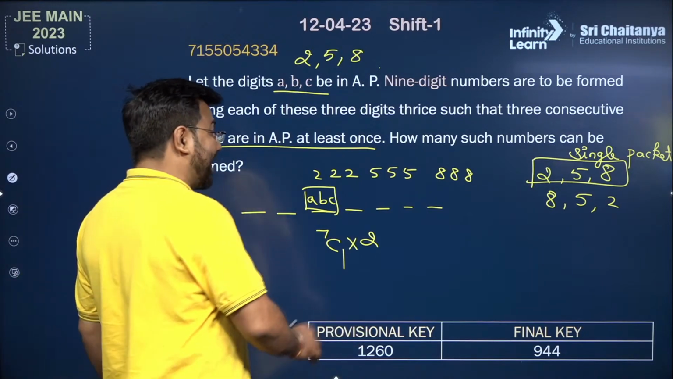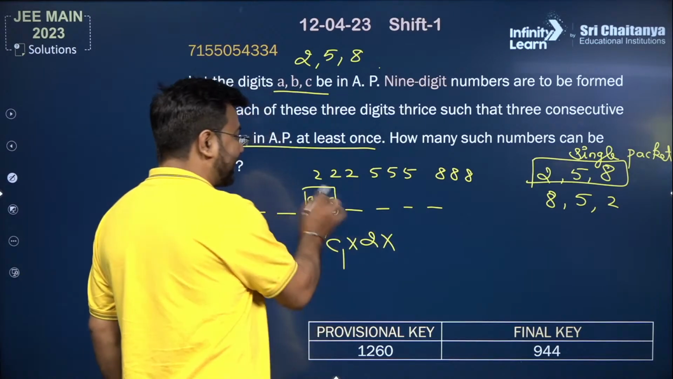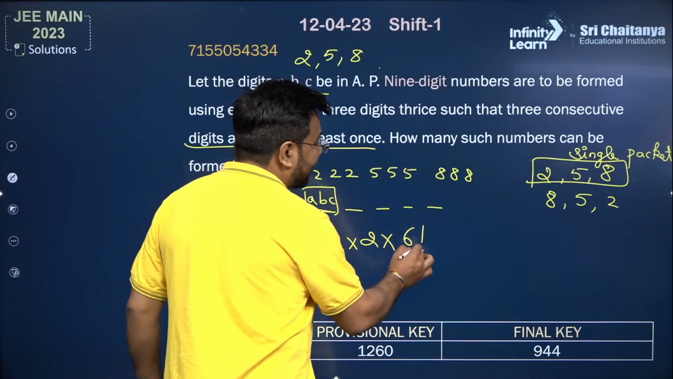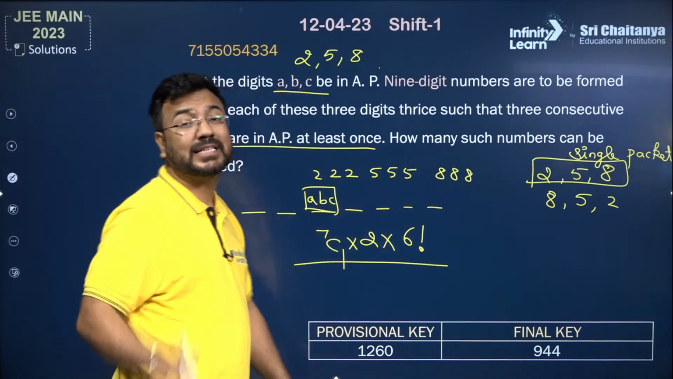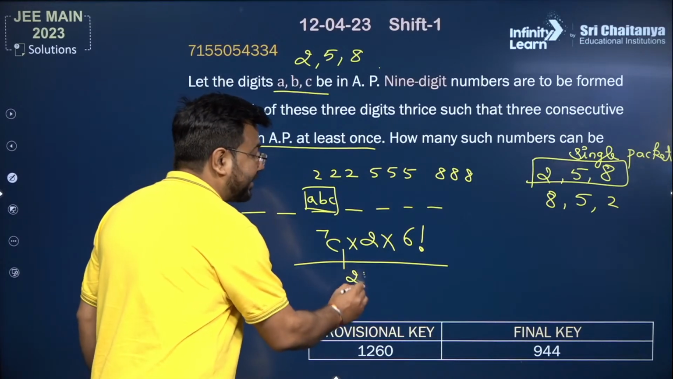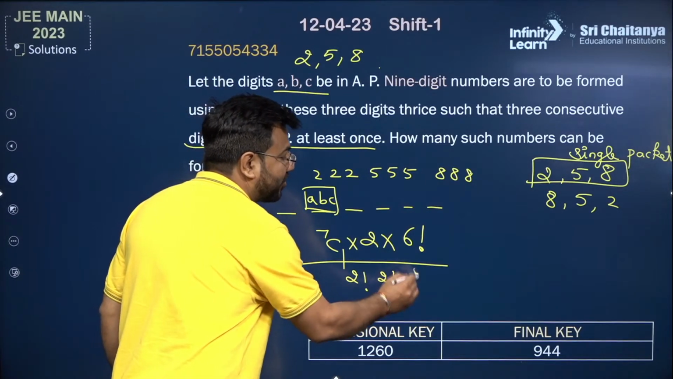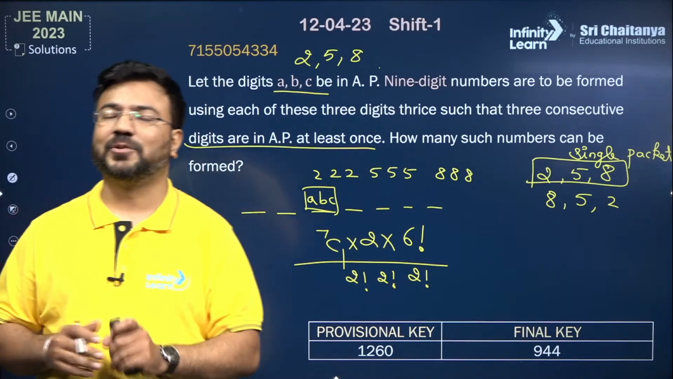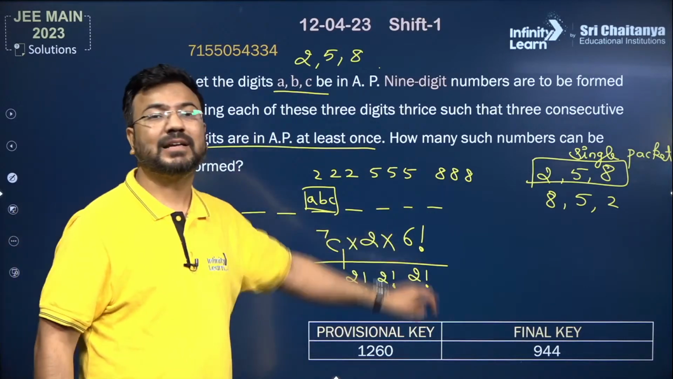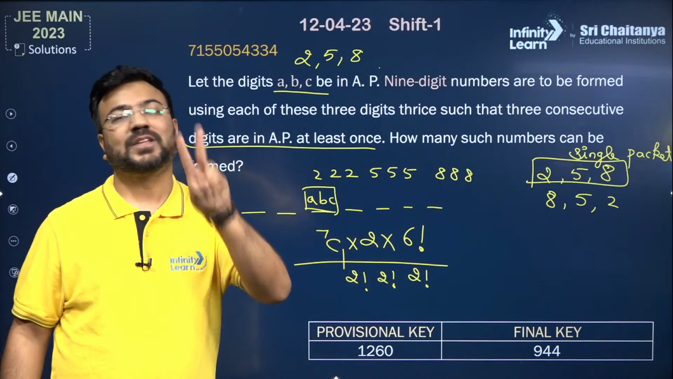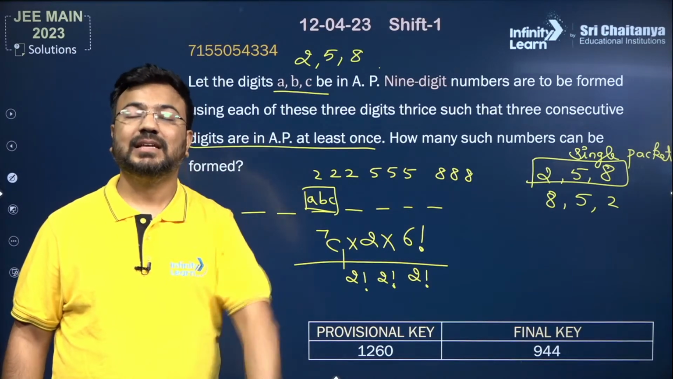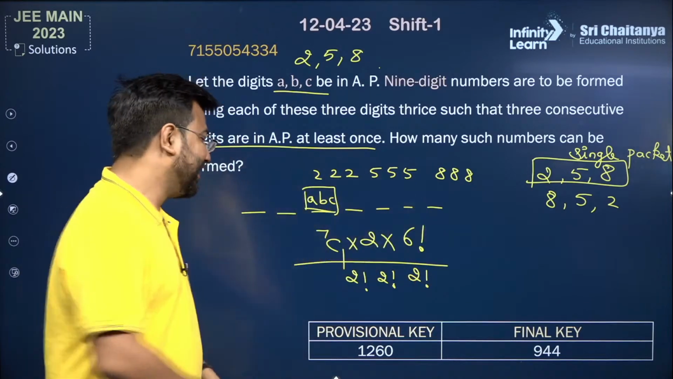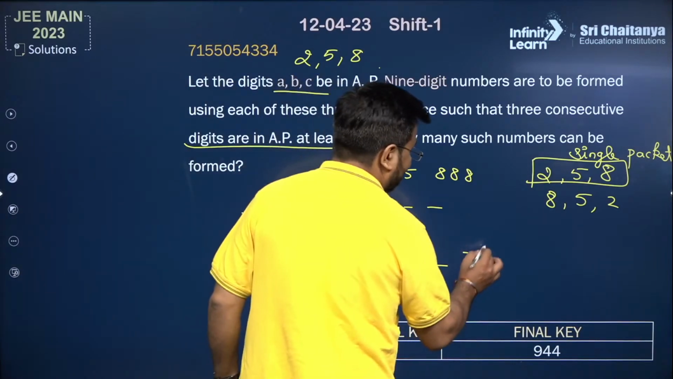And how many are the remaining people? Suppose I place this, now the remaining are 6. They will be arranging these 6 people by 6 factorial divided by 2 factorial, 2 factorial, 2 factorial. Why are they writing 2 factorial three times? Because these 6 people contain 2 A's, 2 B's and 2 C's. Since they are repeating, that is why. Now the answer here will appear as 1260.